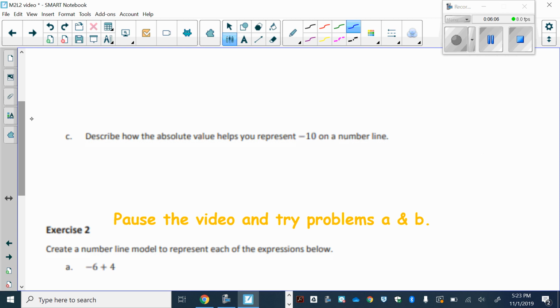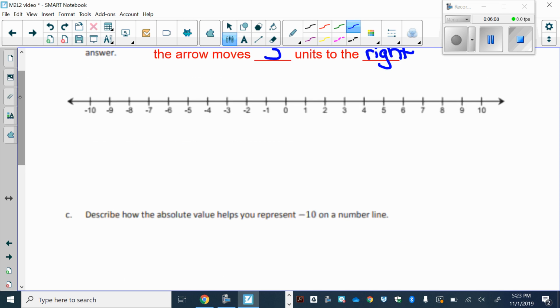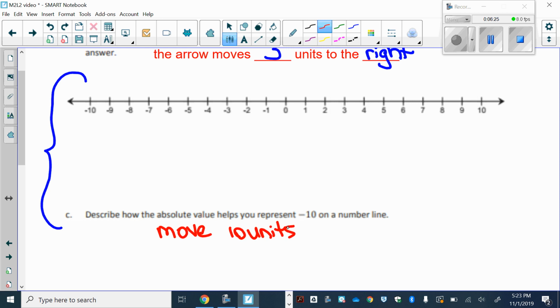So let's use the number line that we have right here. How does the absolute value help you represent -10 on a number line? I'm going to move how many units? 10 units. In what direction am I going to move? I'm going to move to the left. Why? Because the number is negative. 1, 2, 3, 4, 5, 6, 7, 8, 9, 10. And don't forget your arrowhead to show what way you're moving.